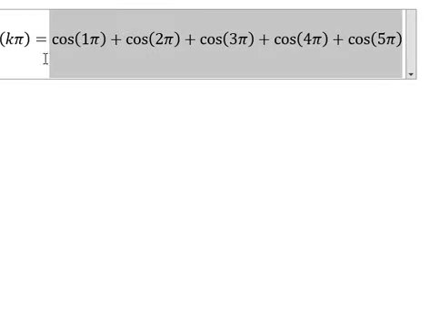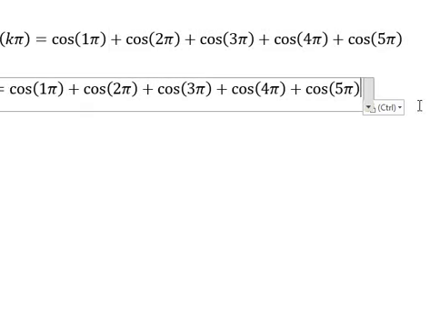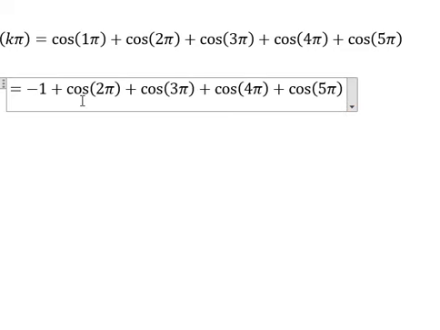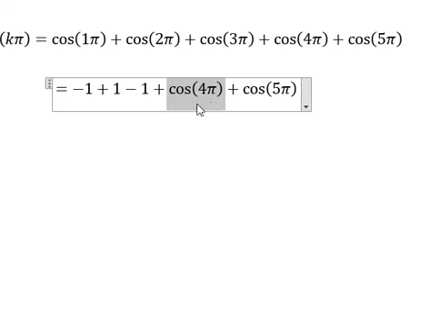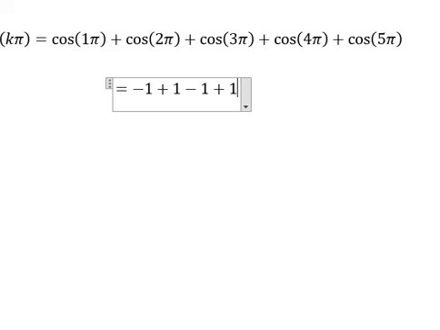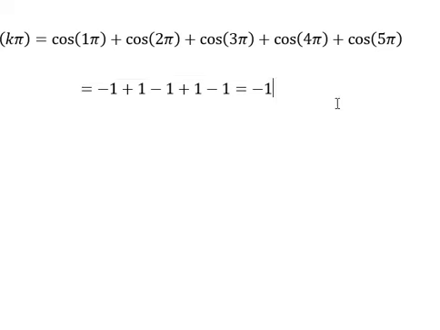After we got this one, we can calculate this one, cosine b. That is about negative 1. Cosine 2b, that is about 1. This one, that is about negative 1. Positive 1, negative 1. So we calculate this one and we have negative 1. This is the end.